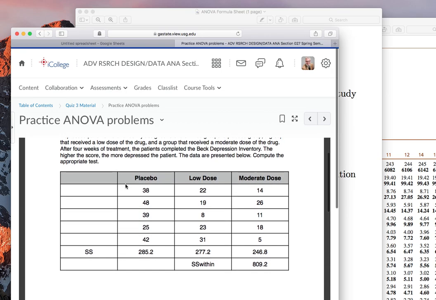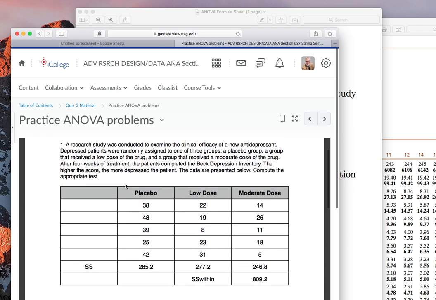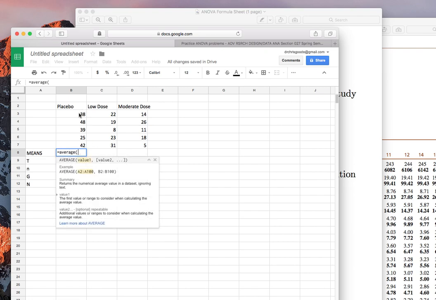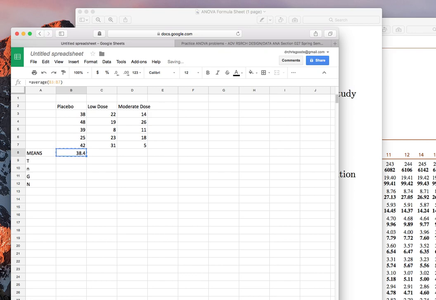Compute the appropriate test. So the appropriate test here is analysis of variance, and we're going to do that here. Here are the data. We know now that to get an answer, we're actually asking a question about the means. So we're going to look at the means within this group and just copy and paste to get means for the other groups. We're going to bold these, move some stuff around, do our alignment and things like that.